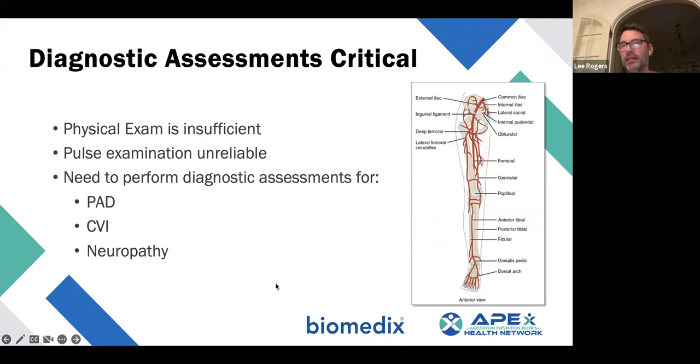So we have to understand, as I mentioned before, that the physical exam is often insufficient for somebody with diabetes and suspected PAD. A pulse examination is unreliable, and there have been several studies that have found that even in the presence of palpable pedal pulses, there can still be pretty significant PAD. And so we need to perform a diagnostic assessment for PAD, and this includes things like non-invasive vascular studies. Next.